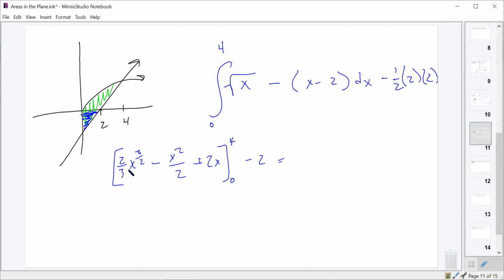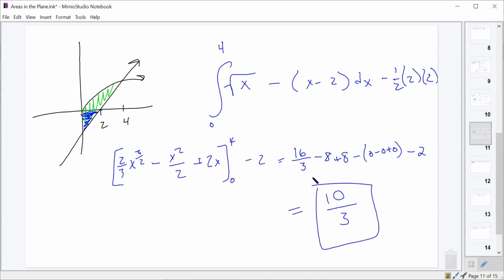And if we plug in 4, what's 2/3 x to the 3/2? We did that a minute ago, right? That's 16/3. Minus 4 squared is 16 over 2, which is 8. Plus 2 times 4, which is plus 8. Minus 0 plus 0 for evaluating it at 0, minus 2. And now we've got 16/3 minus 8 plus 8. Those cancel, right? And then minus 2. 16/3 minus 2 is once again 10/3. Good or no? Yeah, all good. A little bit more arithmetic to do, but it still comes out to be the same answer.